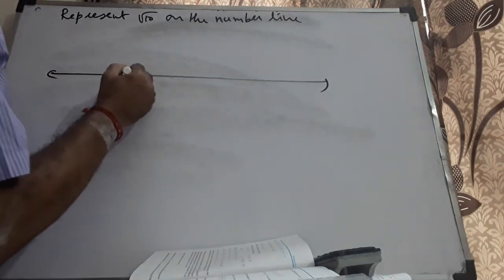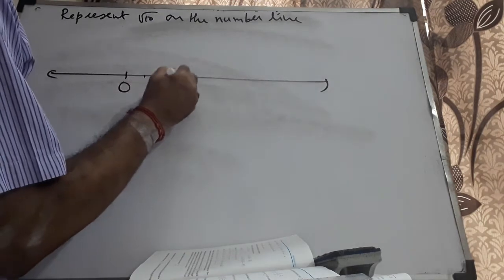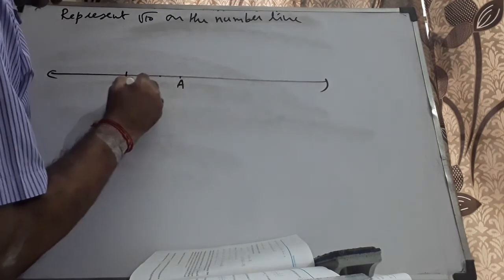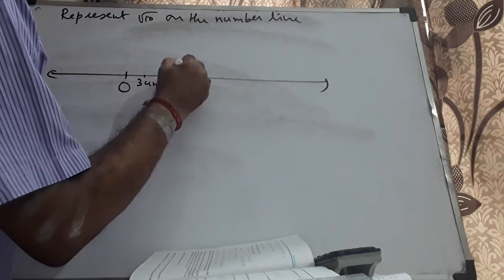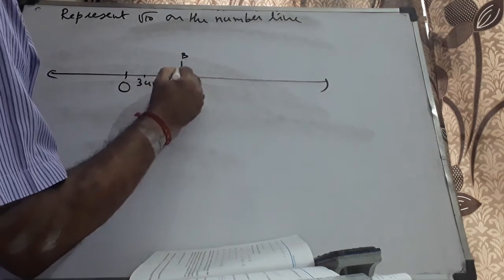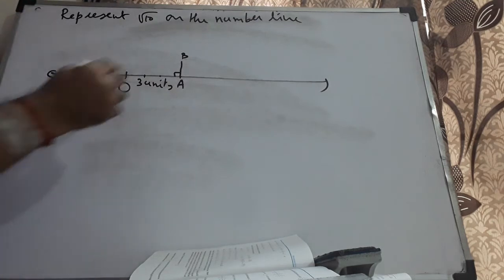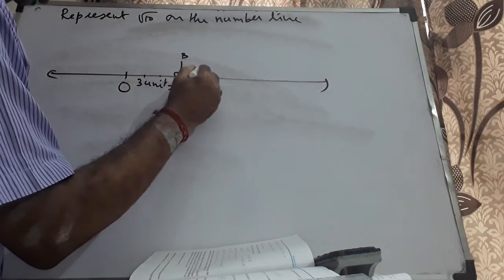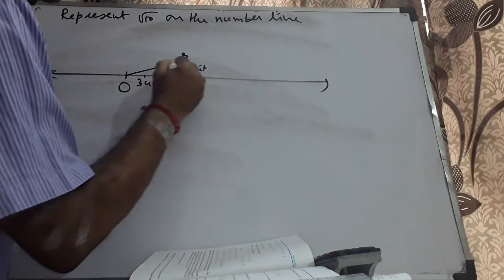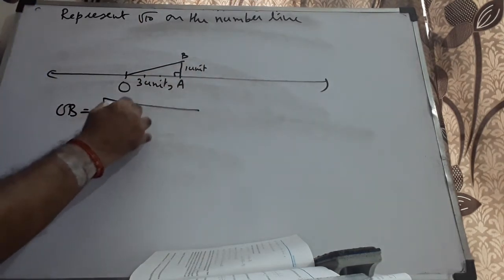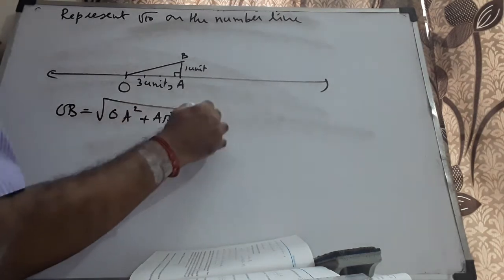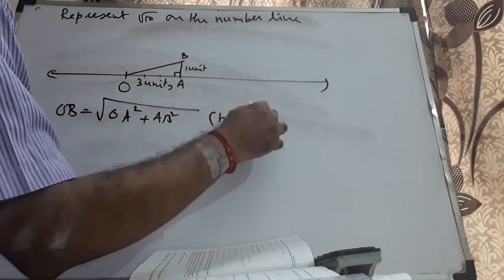Now, let me take point A such that OA is equal to 3 units, let us say. Let me take point B such that AB is perpendicular to OA and equal to 1 unit. Now let me draw OB. Now OB is, in the same way, OA square plus AB square. This is by Pythagoras theorem.